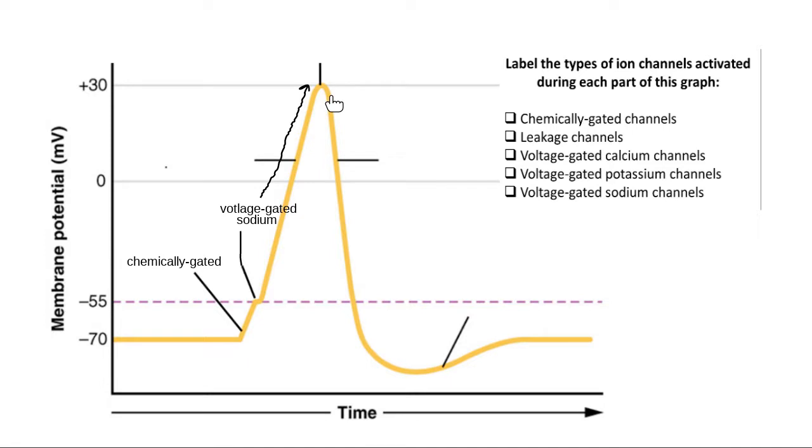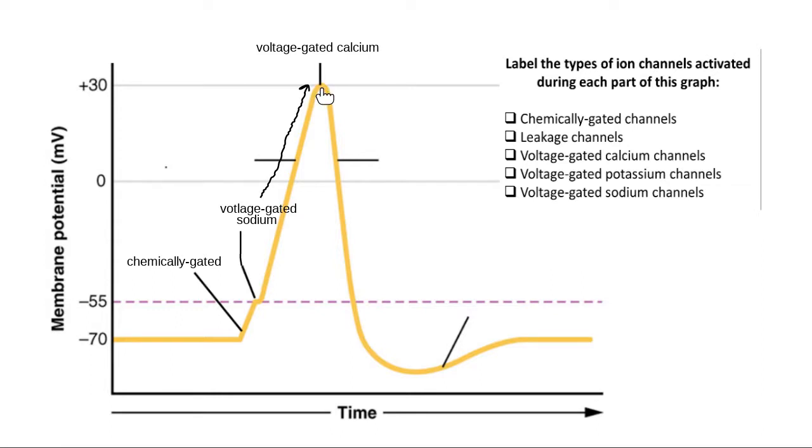Now, if I am at an axon terminal, when I make the axon terminals charge positive 30, I can open up my voltage-gated calcium channel. Because remember, calcium comes in, and that's going to allow me to spit out neurotransmitters. But if I'm still on the axon of a neuron, not at the axon terminal yet, I still do open up a type of channel when I'm at positive 30.